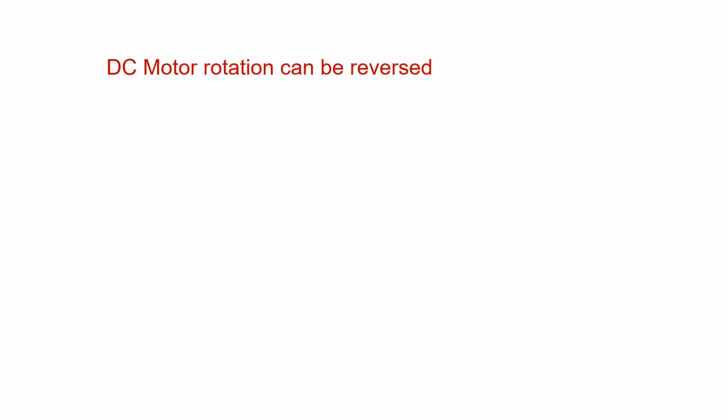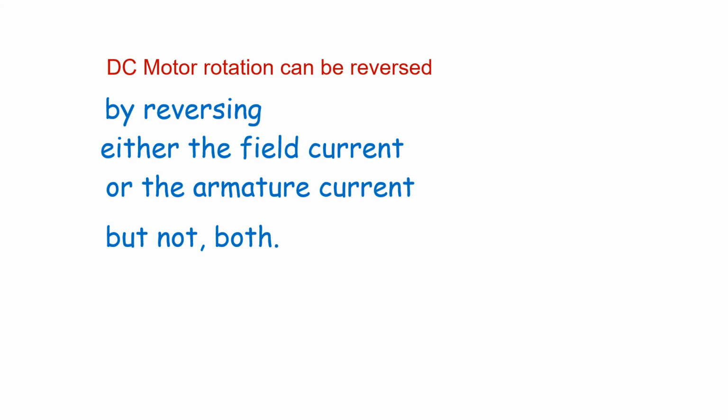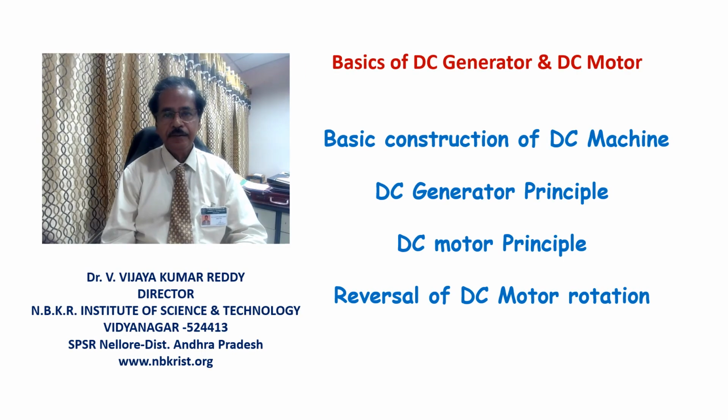DC motor rotation can be reversed by reversing either the field current or the armature current, but not both. We have covered in this lecture the constructional details of DC machines and also the working principles of DC generator and DC motor.